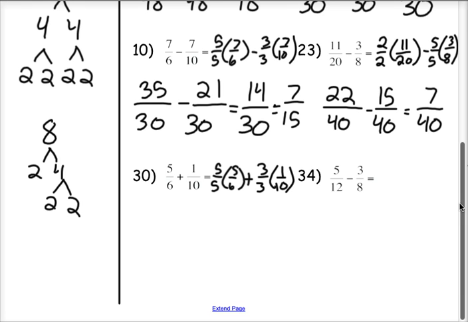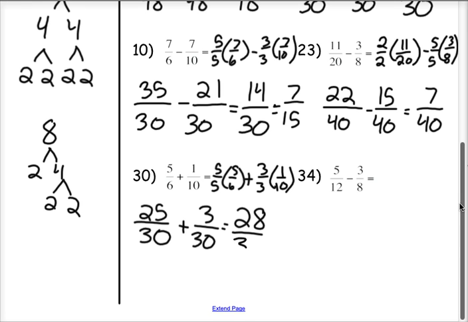All right, so for the first fraction, I get 25 over 30. For the second one, I get 3 over 30. Adding those together, that is 28 over 30. Now notice both of those are even numbers. So that means I can reduce this. I can divide both top and bottom by 2. So the reduced form that I'm actually looking for is going to be 14 over 15.